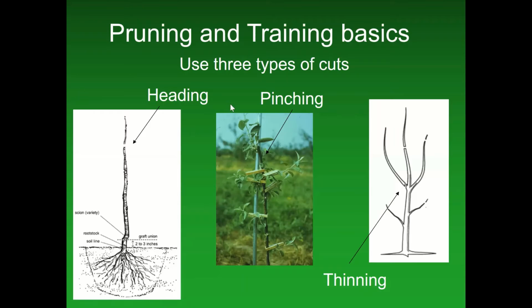So basically there's 3 different kinds of pruning cuts that you make when you're pruning any kind of woody plant. And a heading back cut, which is just taking the leader, whether it's the apical meristem on a whip like this, or whether it's actually this is also a heading back cut where you're taking off that leader.